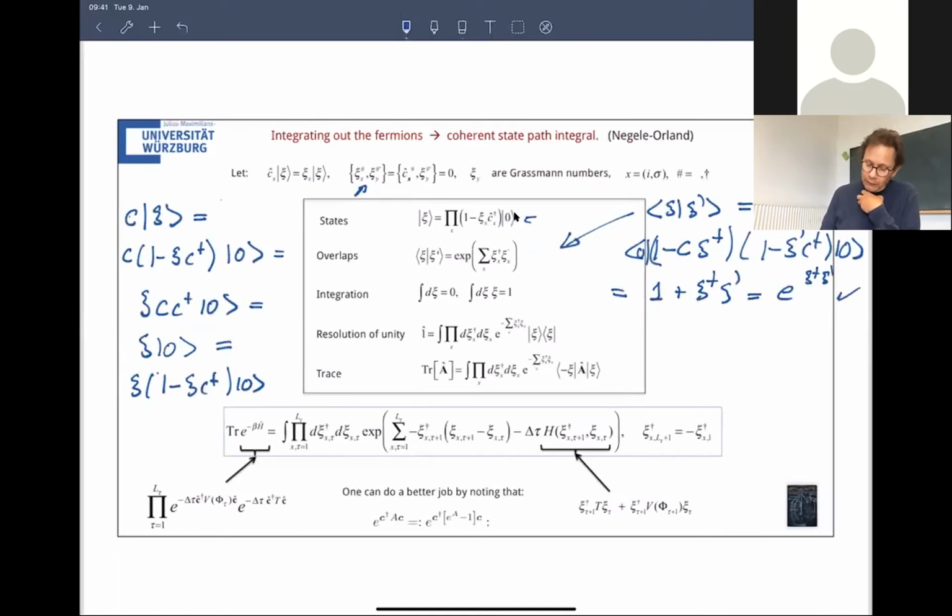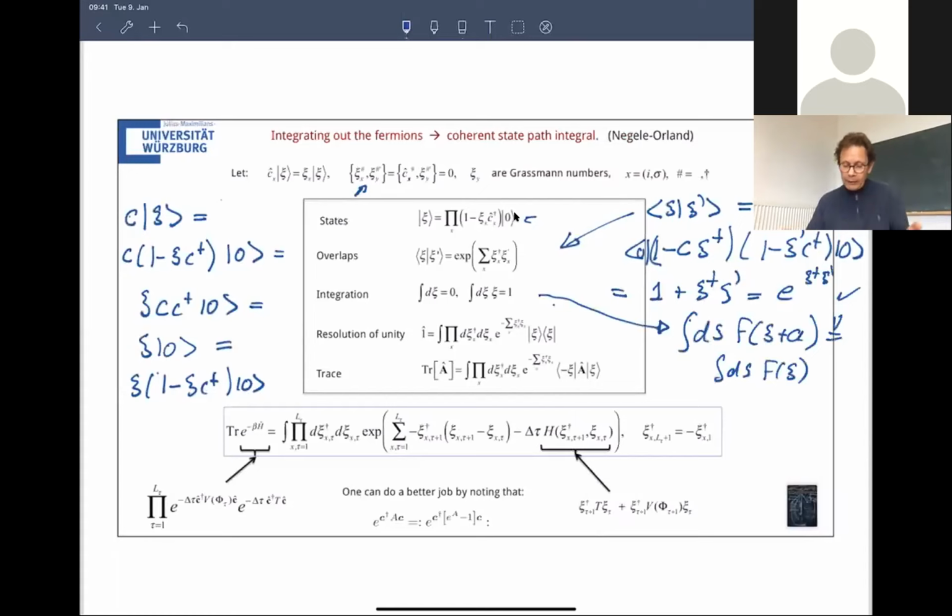You can define an integration over Grassmann fields, and basically how should we define this? Why is it that the integral d psi of 1 is equal to 0 and the integral d psi of psi is equal to 1? Well, one thing you would like to have is that if I have a function of my Grassmann variables and I shift it by a number a, then this has to be equal to the integral over d psi of f of psi, right? And so if I want this, then it follows that I should define this integration over Grassmann variables this way.